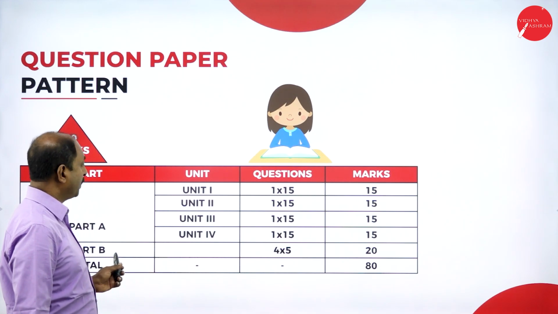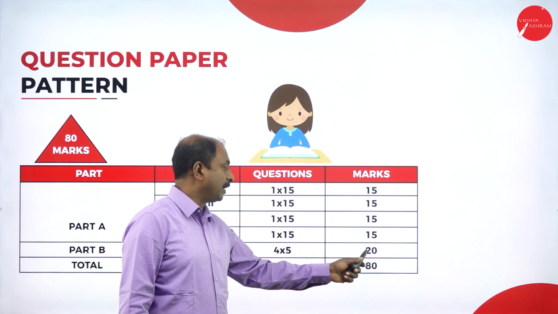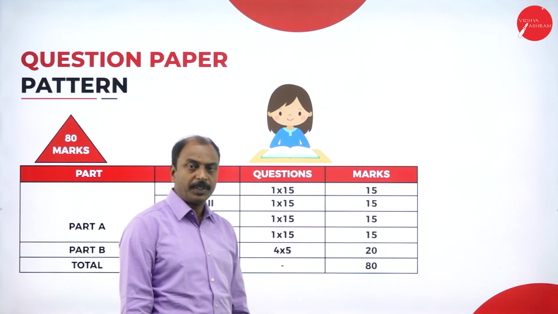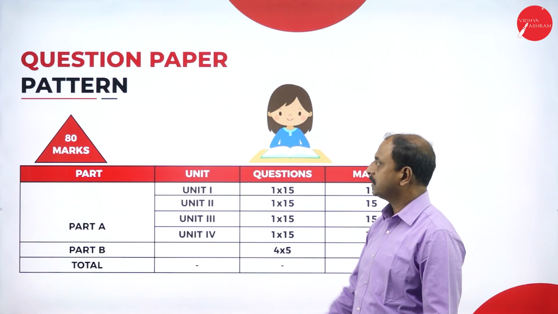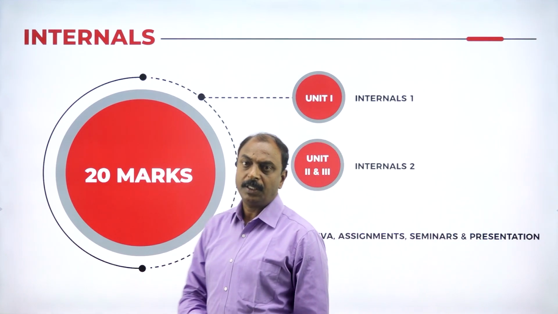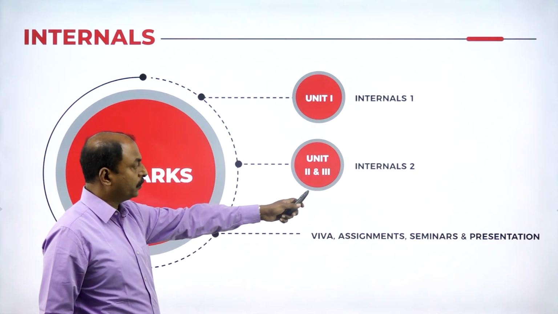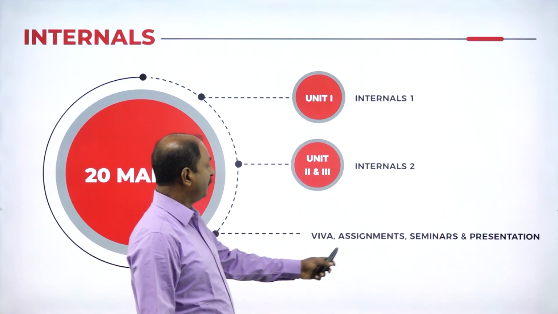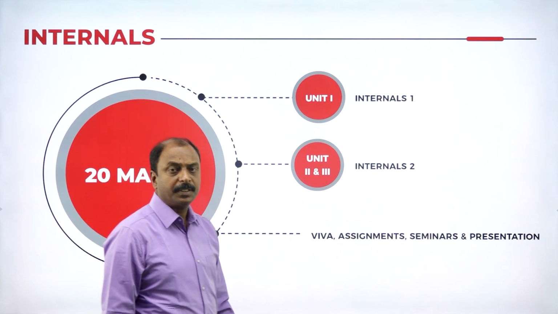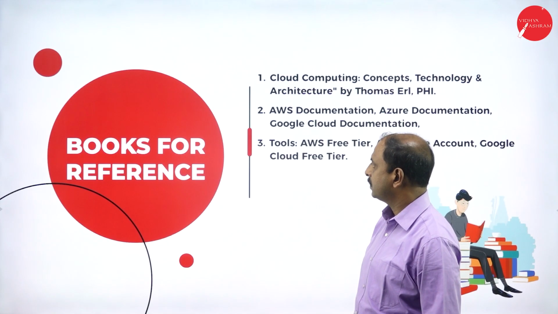Then in part B, you have to answer any 4 questions of 5 marks each. It comes to 20 marks. So totally it is for 80 marks. So your theory paper, cloud computing, is for 80 marks, and there are another 20 marks for internal. For internal, you have to write 2 internals, internal 1 and internal 2, and it also includes assignments, viva, seminar and presentation. All together it is 20 internal marks. So the total paper is for 100 marks.